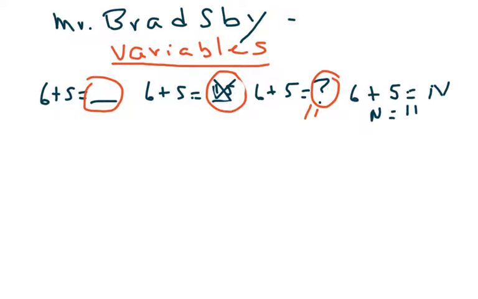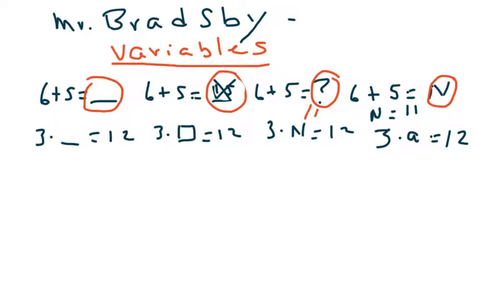So n is a variable. You can use letters, squares, blanks, or the question mark. They're all variables. The answers will vary. That is, they'll vary depending on the problem. Okay, so here's another example.